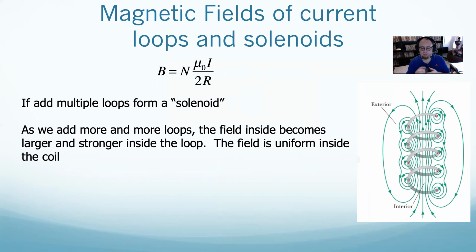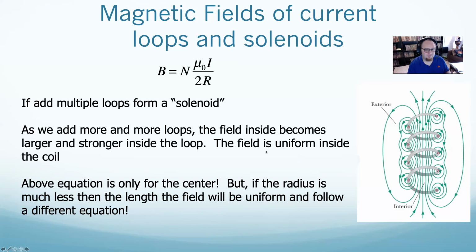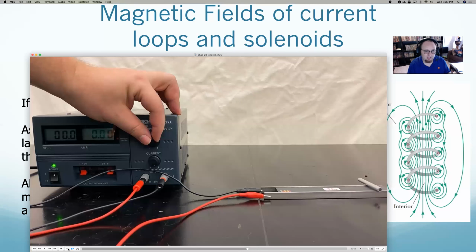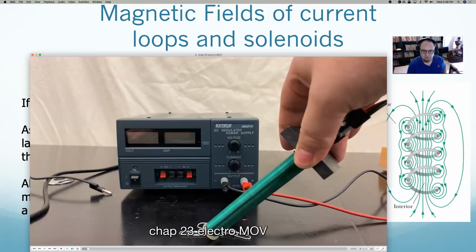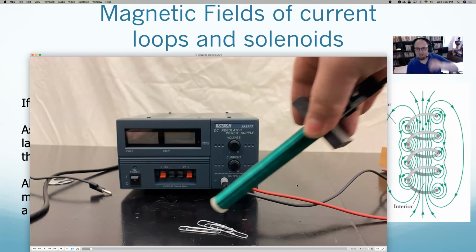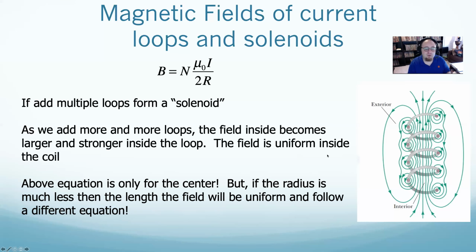And when you start adding multiple loops, it becomes what is called a solenoid. Basically, if I put a current through this, it would be a solenoid. A solenoid is just a spring of wire with current on it. And if you add so many coils, the magnetic field gets larger and larger in the middle. If the radius is much less than the length, though this isn't a good example because it's pretty wide, it would have to be something more like this green thing here, where the length is a lot more than the radius. If you do that and use some calculus again, this equation can change.